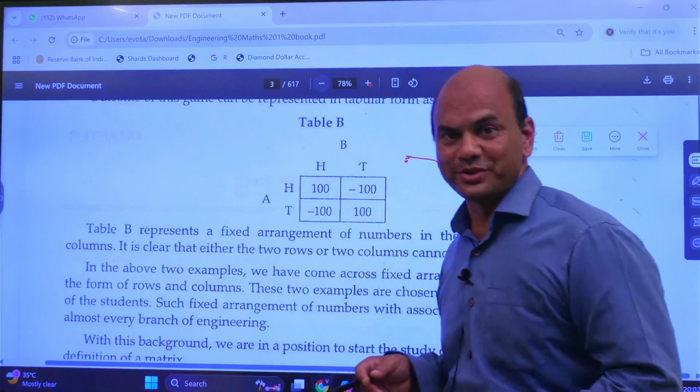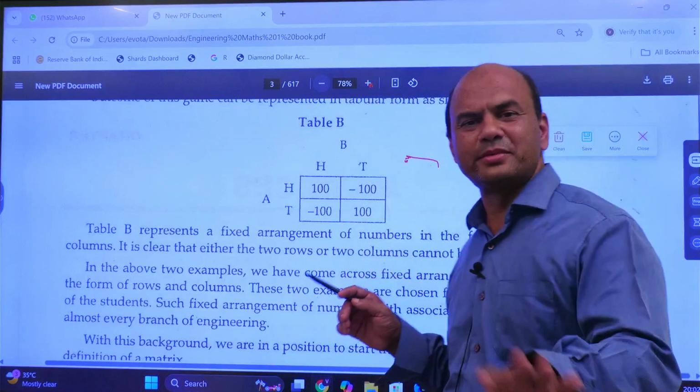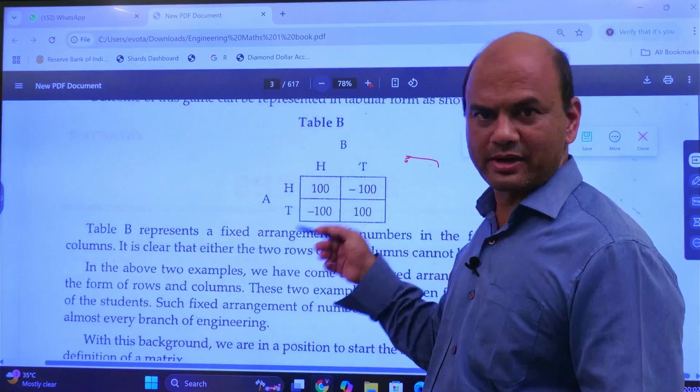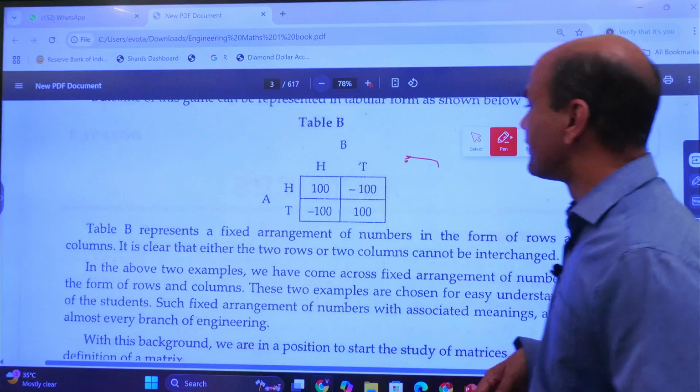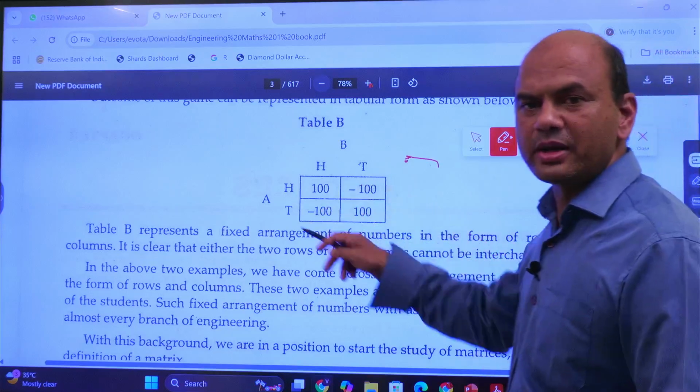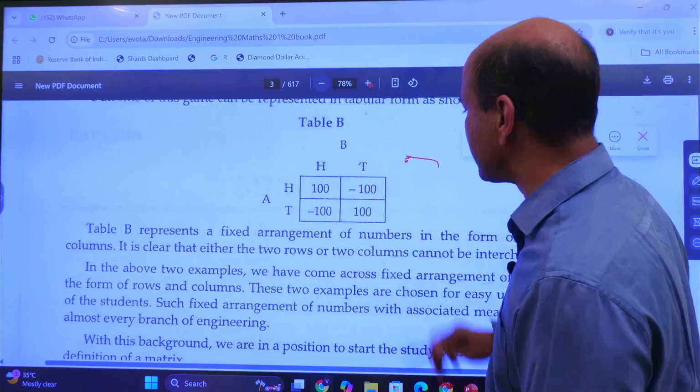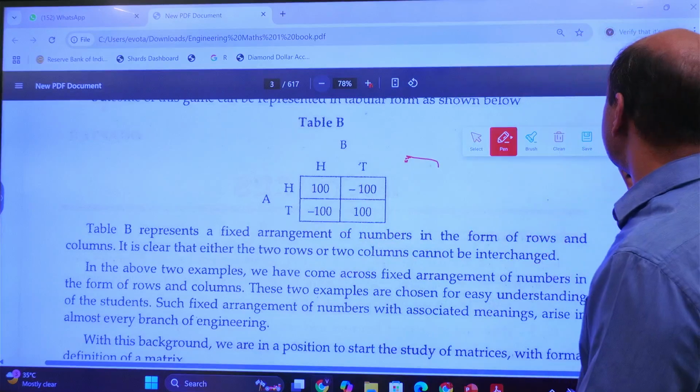Okay, move on. We are not in game theory here; we are here for matrices. So A, you got it. This is how it will be represented. Now, this representation, what does it mean?